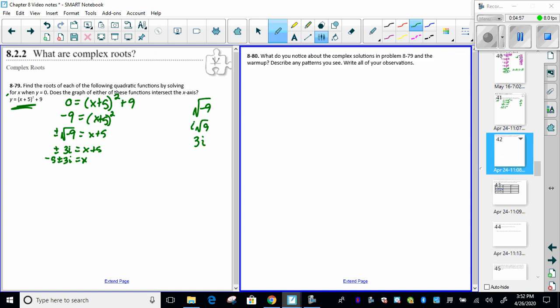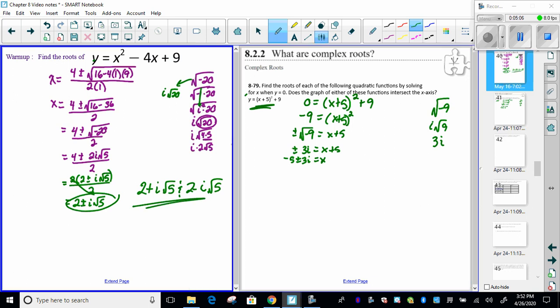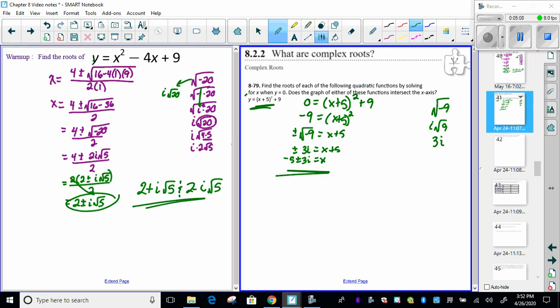So now, what do you notice about the complex solutions in 79 and then the warm-up? Describe any patterns you see and write all observations. So what I want you to do is take a look at these two sets of solutions and just jot down a few things that you notice between the two of them.